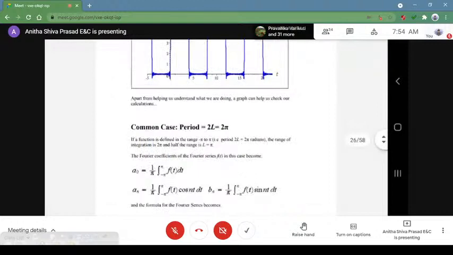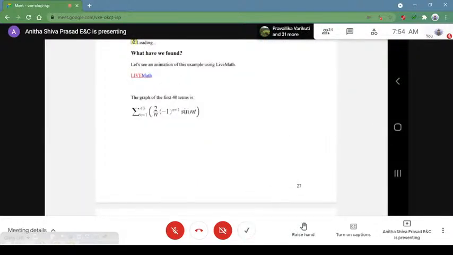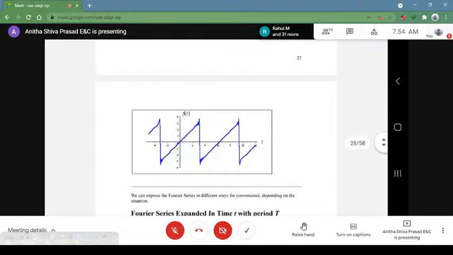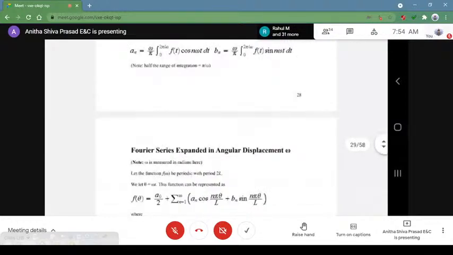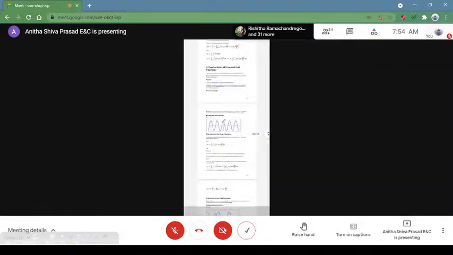This is the common period. You will take it as 2L equals. The graph is in terms of 40 milliseconds. You can repeat it. Wait. It's not required. Yeah, 1 second.